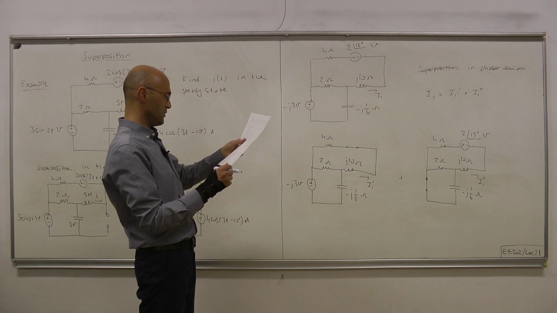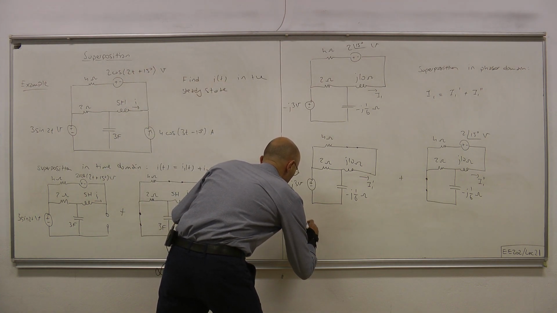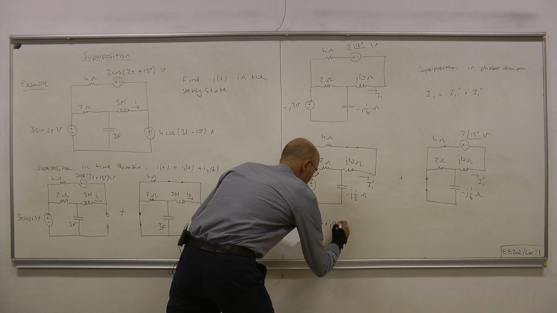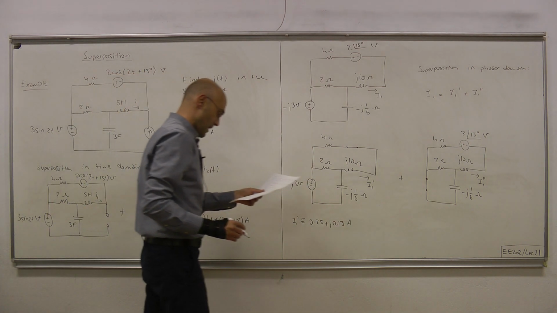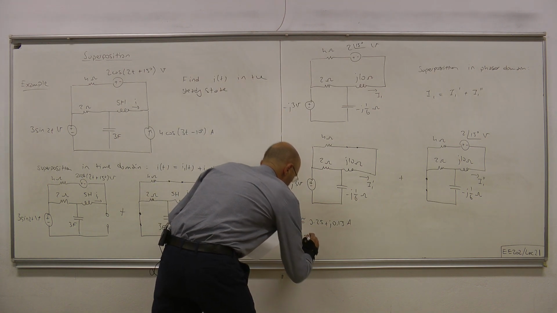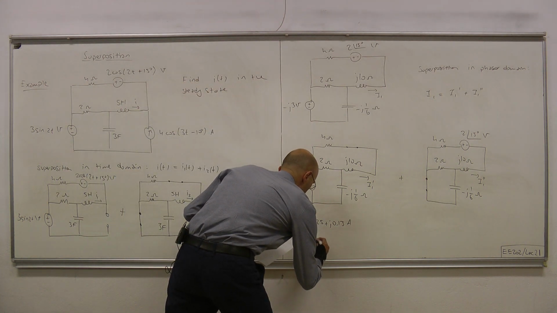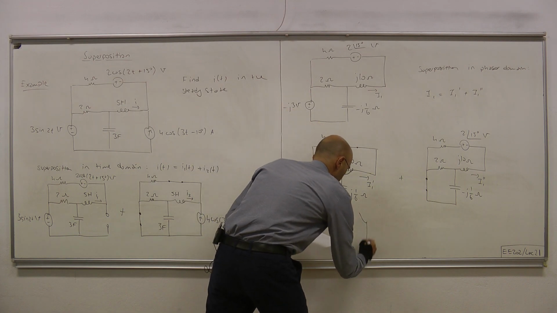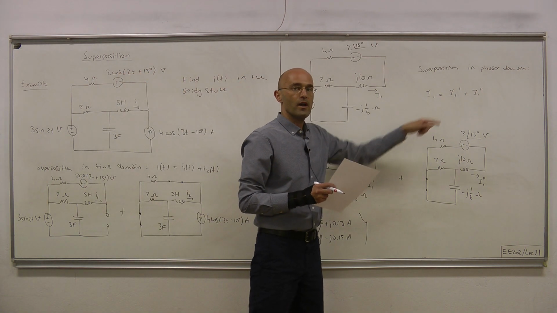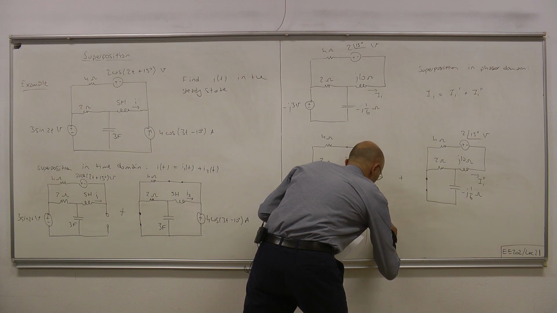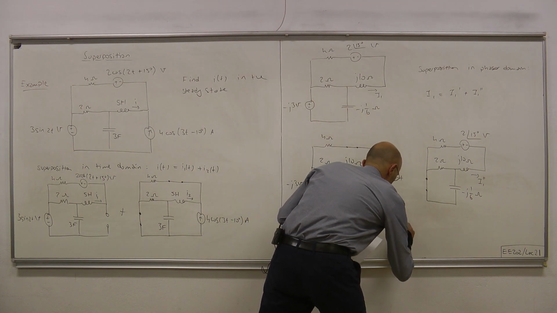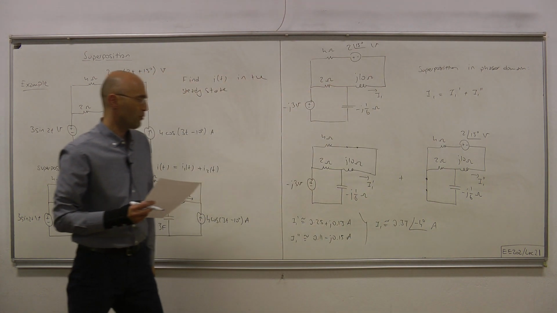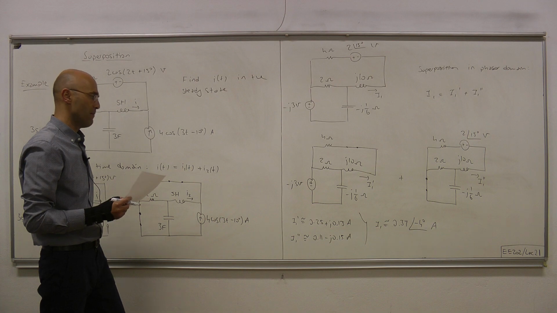Now, let me give you the answers. I1 prime turns out to equal more or less 0.25 plus J 13 amps in rectangular coordinates, and I1 double prime approximately equals 0.11 minus J 0.15 amps, and the sum will give us I1, which in polar coordinates approximately equals 0.37 with phase minus 4 degrees amps.